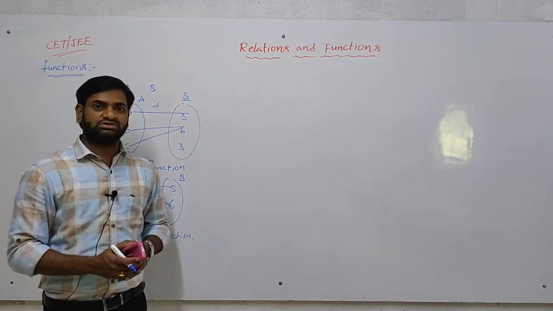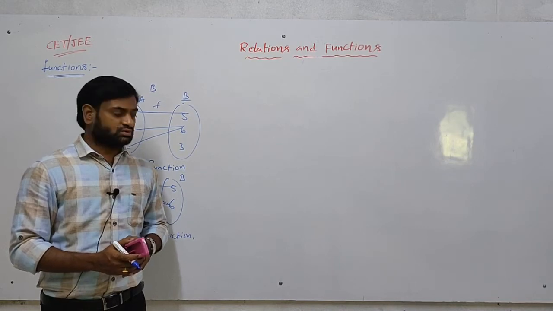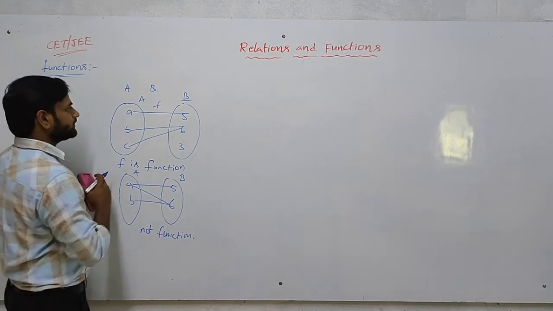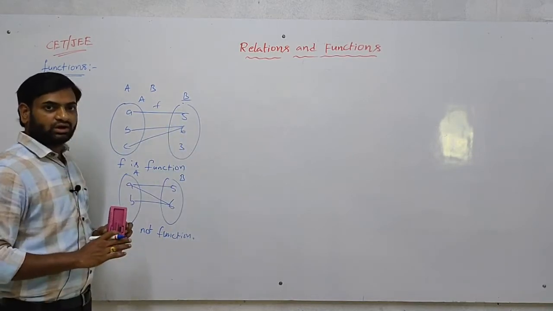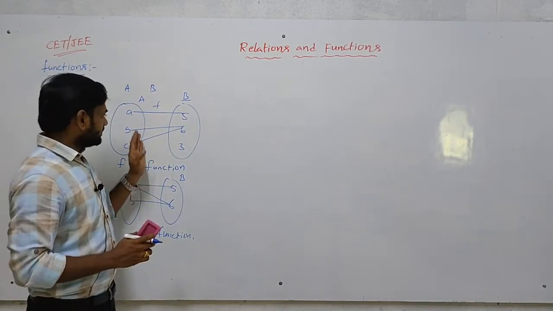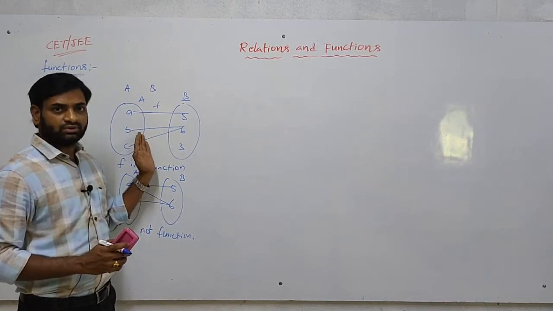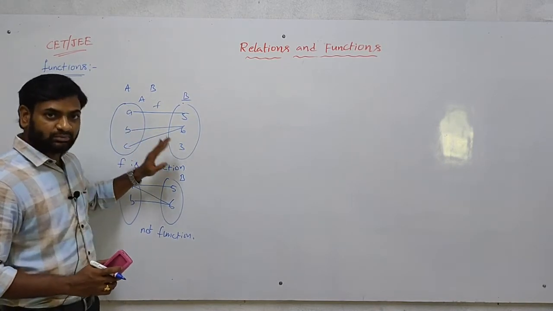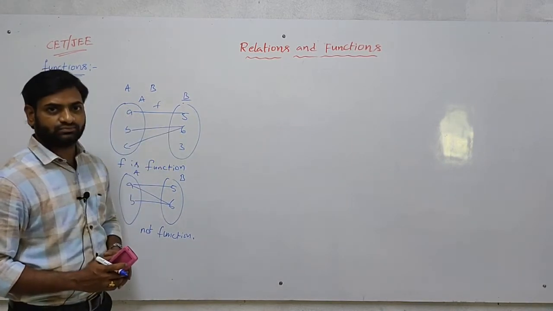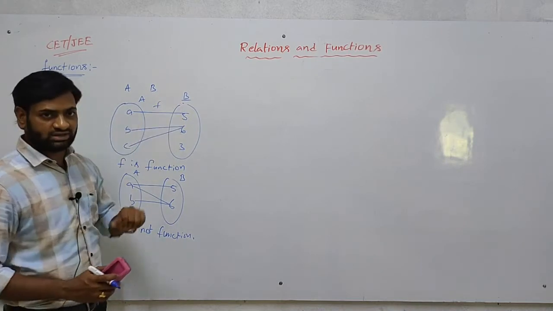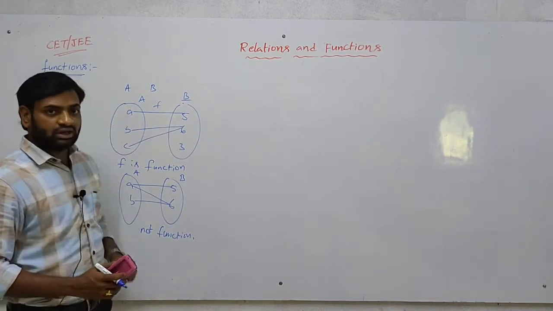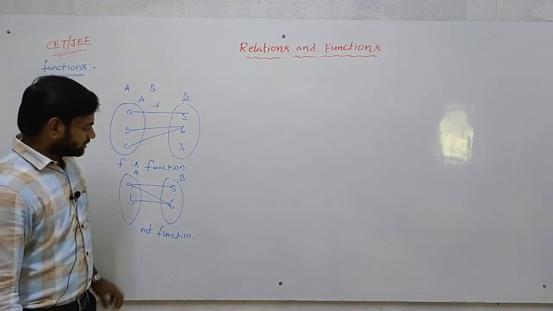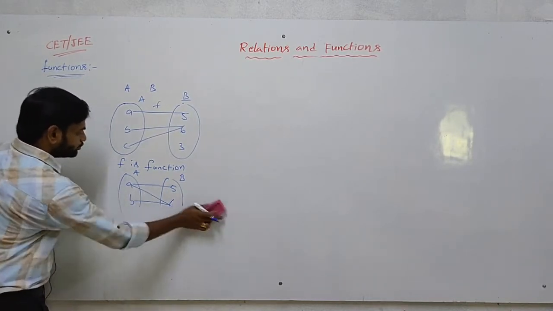Now I am discussing the second year. Already all of you know this is not a function. 5, 6 are called images of a, b, c. So these a, b, c are called pre-images of 5, 6. These 5, 6 are called images, and these a, b, c are called pre-images. Okay, it is clear.